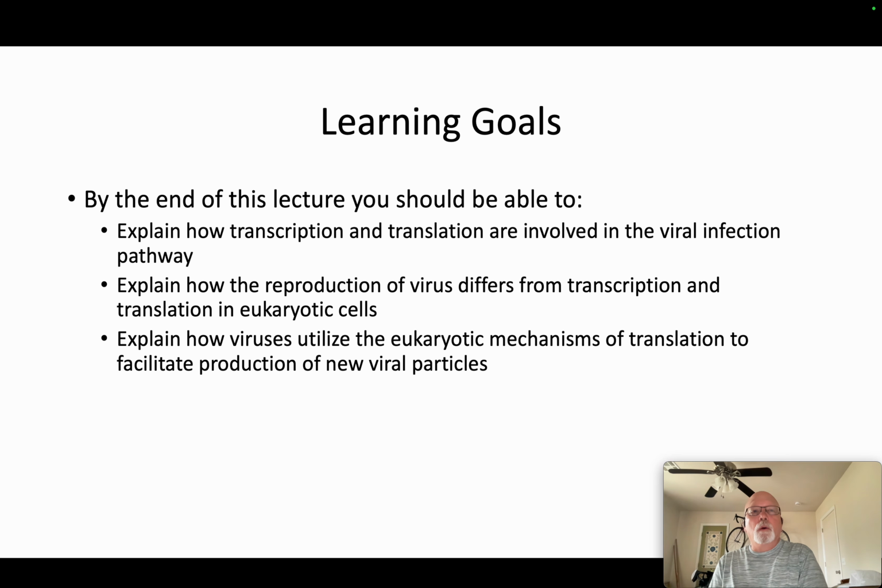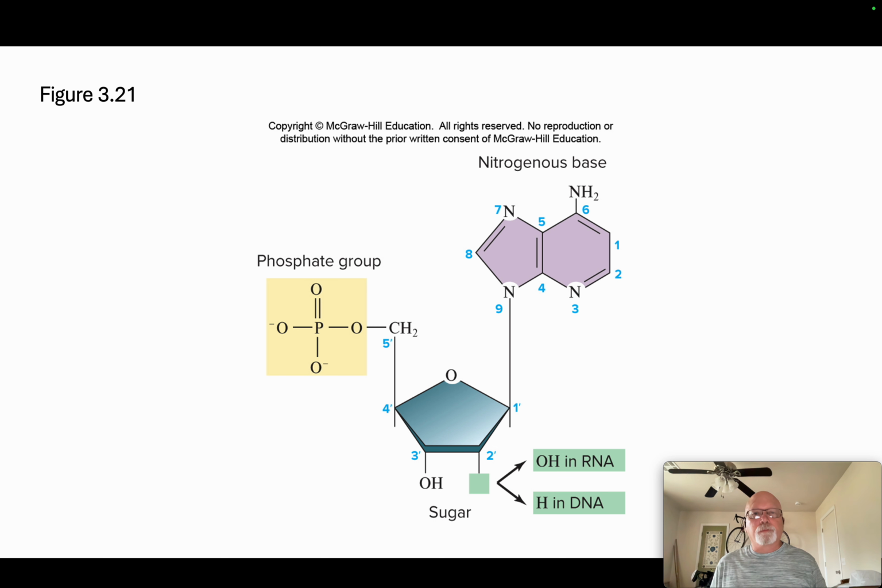So once again, we're going to just review how transcription and translation are involved in viral infection pathways and explain how the reproduction of the virus differs from transcription and translation in eukaryotic cells. And it's basically going to explain how viruses utilize the normal functioning of your cells to make copies of itself.